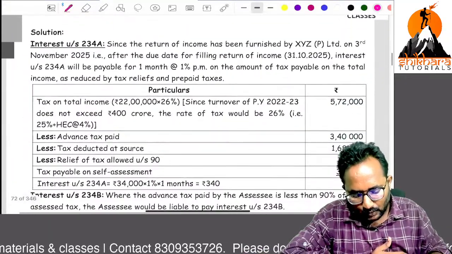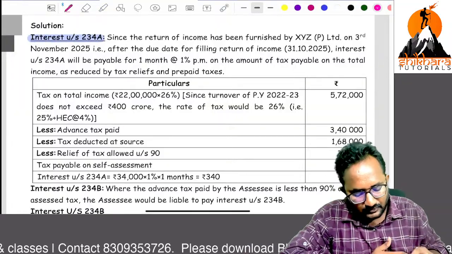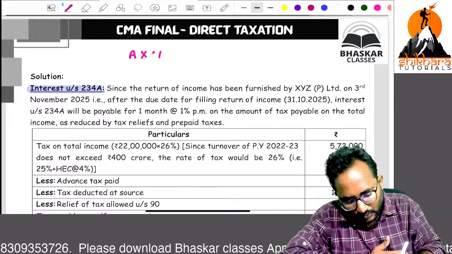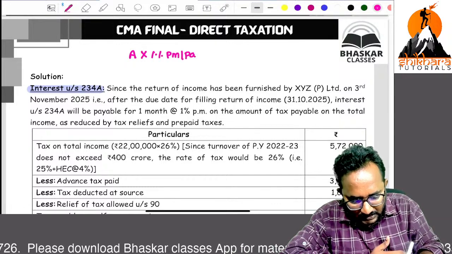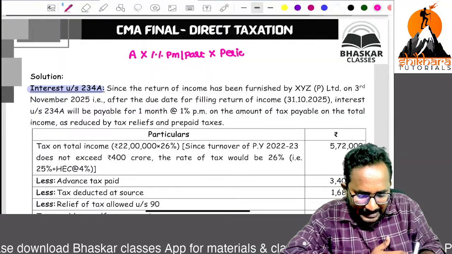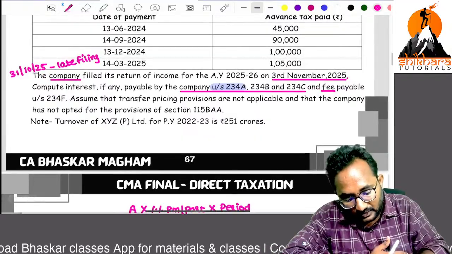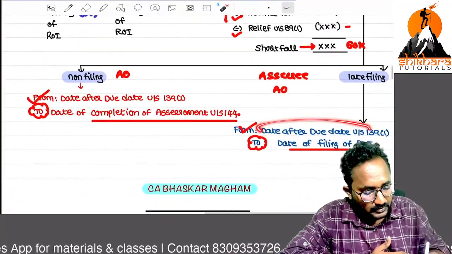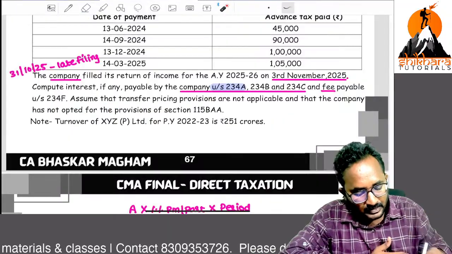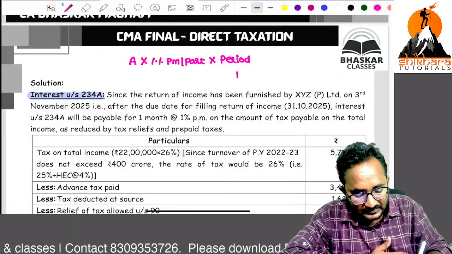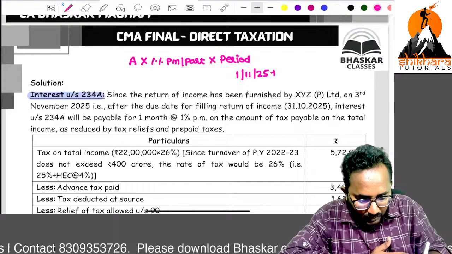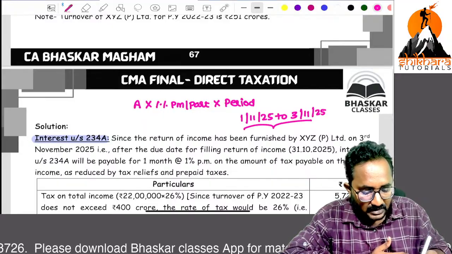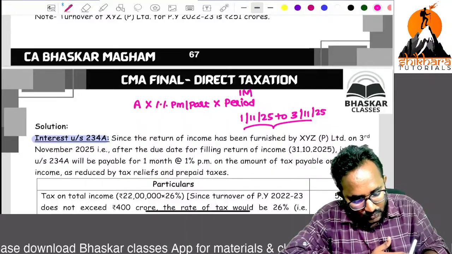What are the things we are required to know about the interest under section 234A? The amount, into the rate of interest, 1% per month or part of a month. Then you should also know the period. In case of late filing, what is the period? The period is the date after the due date to the date of filing of the return of income. The date after the due date is 1st November 2025, to 3rd November. A part of a month is also considered a full month. So that is 1 month, and you can take 1%.